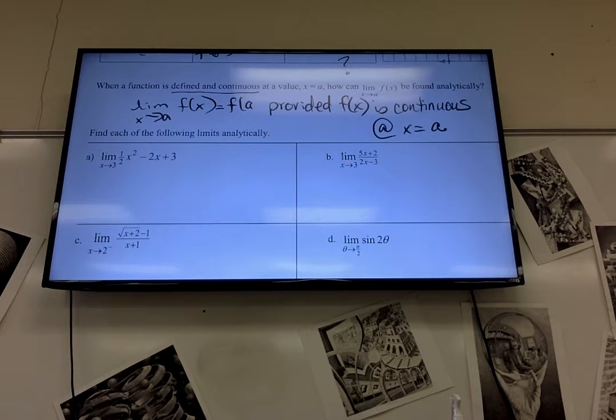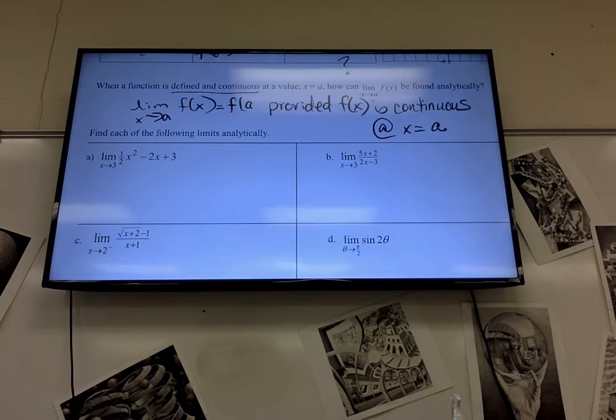We're going to have problems if there's a jump in the graph, an asymptote, or a hole in the graph at that point. But other than that, it's just plugging and chugging, which is awesome because we need some easy things, right? Especially this year. So we are going to find each of these analytically, which just means algebraically. We're going to plug in numbers.